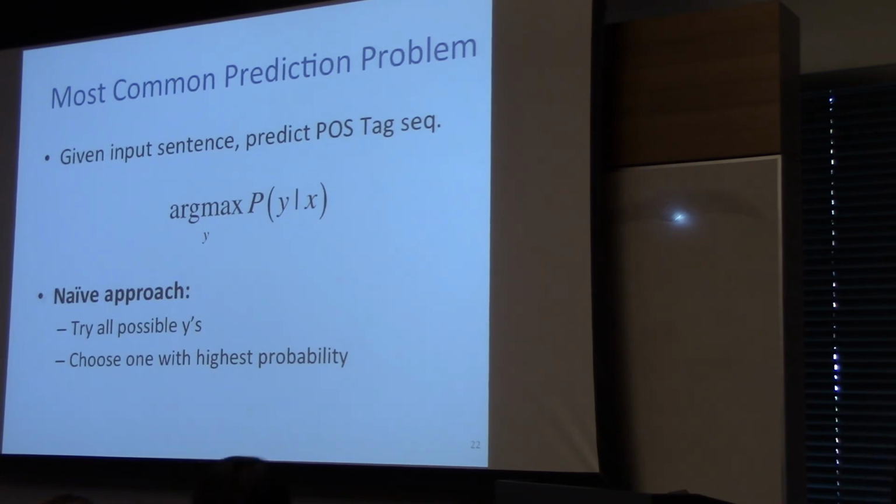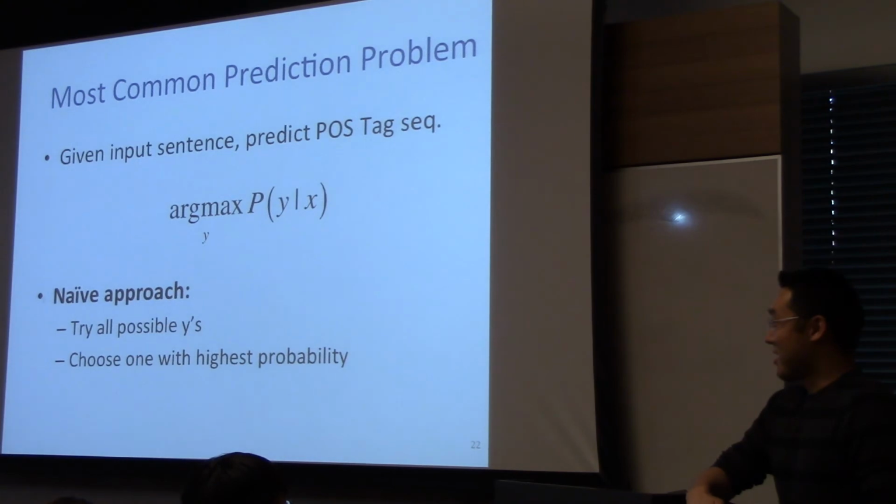So the naive approach is, of course, let's just try all possible y's, and then choose the one with the highest probability. This is correct in the sense that it'll give you the right answer. Can anyone see what's wrong with this approach? Why you might not want to do this in practice? Yep. It might take a lot of time. Yes, and do you know how many? Order of magnitude?